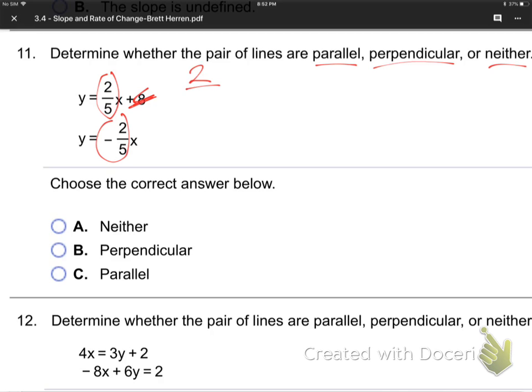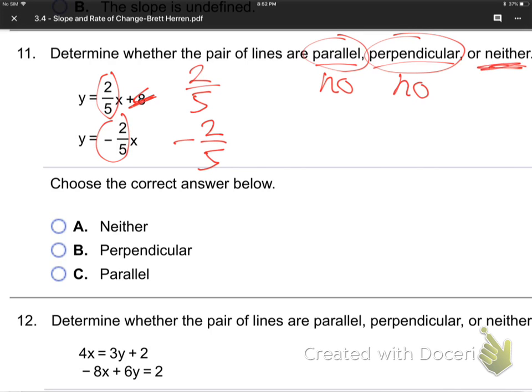So one of the slopes is 2/5. The other is -2/5. So are they parallel, first off? Are they exactly the same? No, they're opposite signs. Are they perpendicular? So they're not parallel. Are they perpendicular? To be perpendicular, you've got to be completely the opposite. Like upside down, opposite sign, everything opposite. Is everything opposite about them? No, they're opposite sign, but they're not upside down.